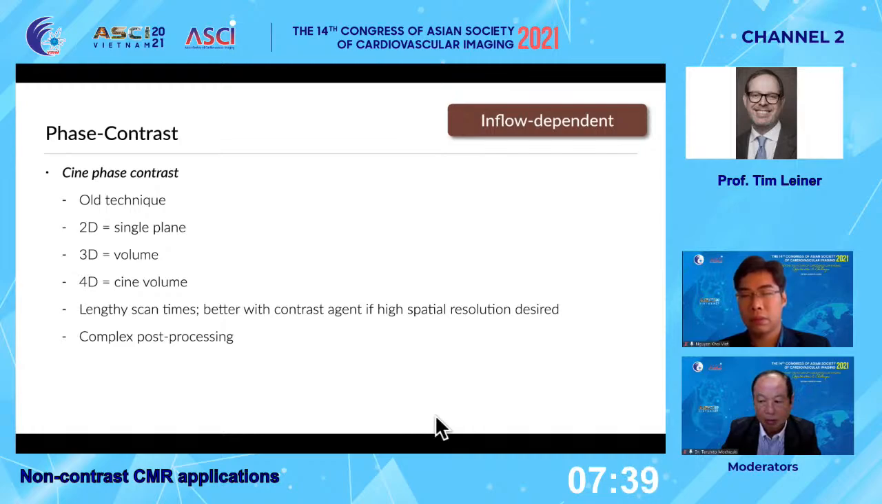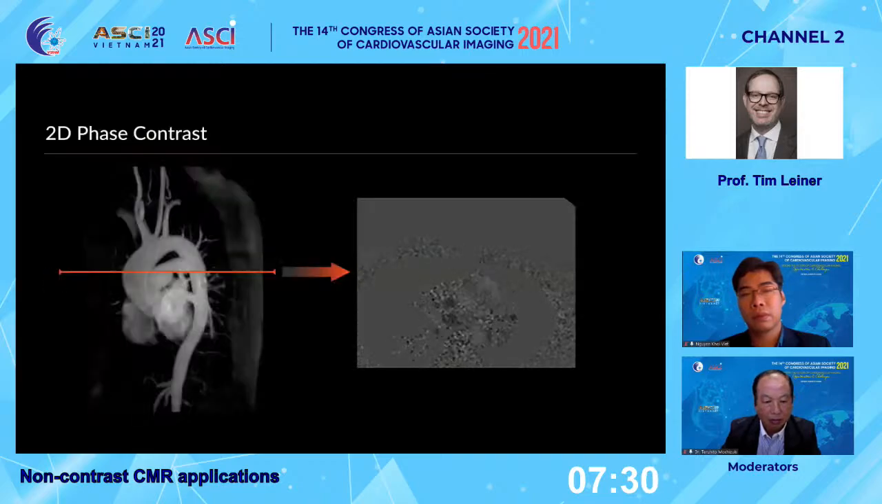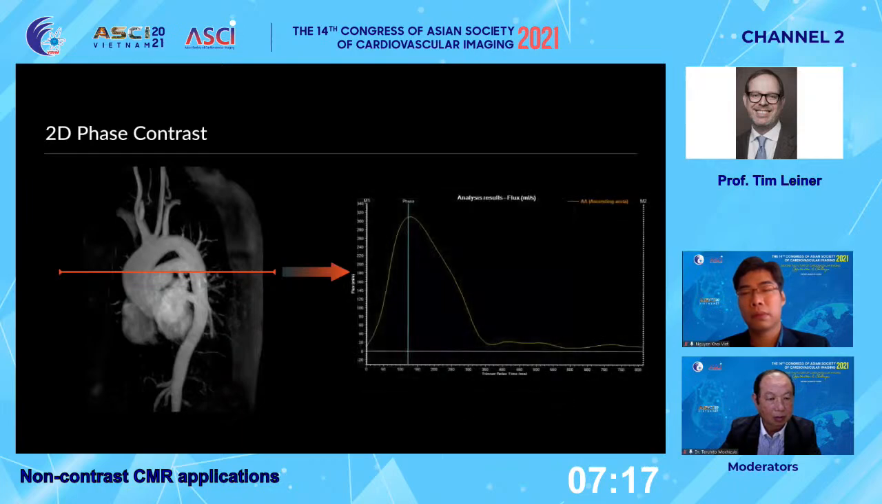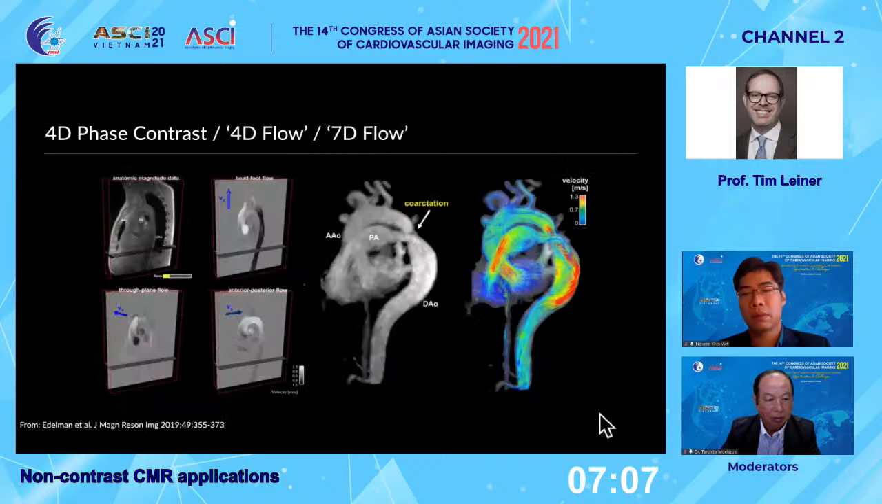And also there's somewhat complex post-processing, but the information can be very useful and very revealing of certain pathologies or flow patterns. Here's an example. This is 2D phase contrast. So at the level of the ascending aorta, we can nicely see the flow coming towards us in the ascending aorta and going away from us in the descending aorta. And we know how to analyze this for flow volume analysis and also for determination of regurgitant volumes.